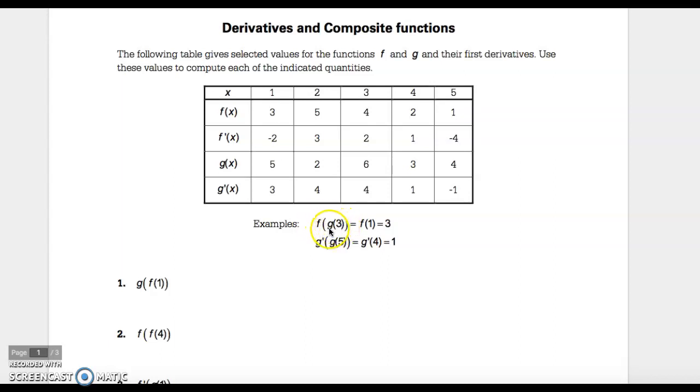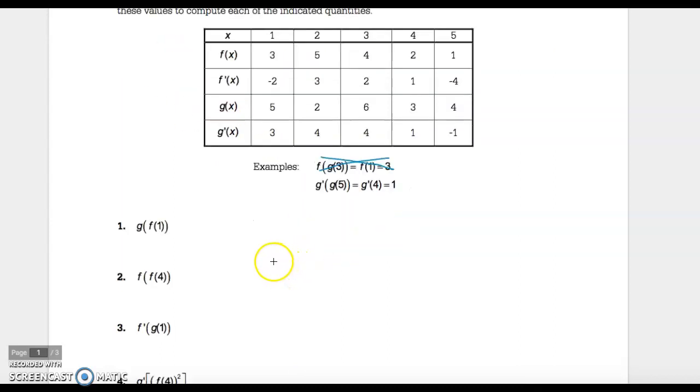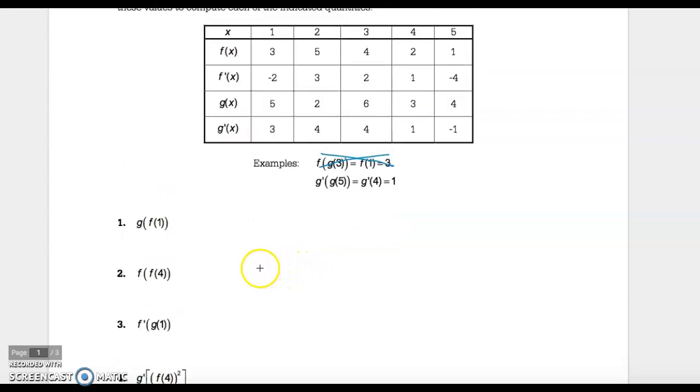f of g of 3 would end up being f of 6, but 6 isn't on here, so if you want to feel extra fancy and cross off that first example, you're more than welcome to. All right, so let's find g of f of 1.